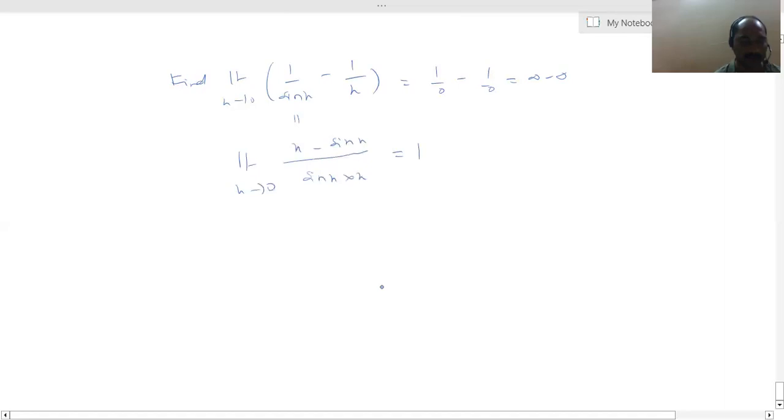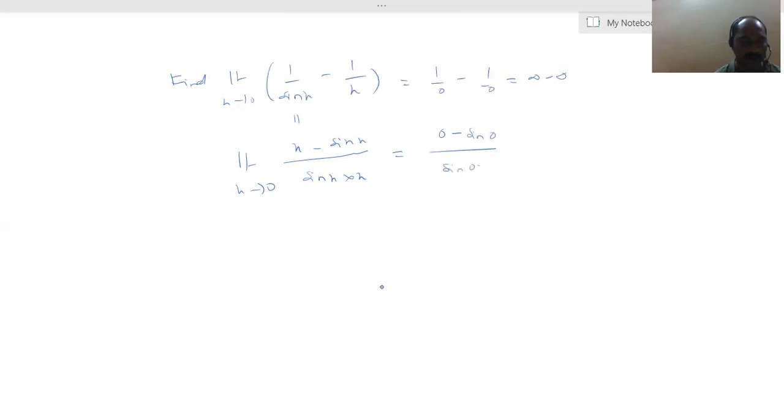So limit x tends to 0, now substitute the limit, we get 0 by 0 form. Previously, it was x minus sin 0 by sin 0 into 0, that is 0 minus 0 by 0 into 0, which is 0 by 0, an indeterminate form. Whenever you see this kind of indeterminate form, it is converted into 0 by 0 format. So, as usual procedure, apply the L'Hospital rule.